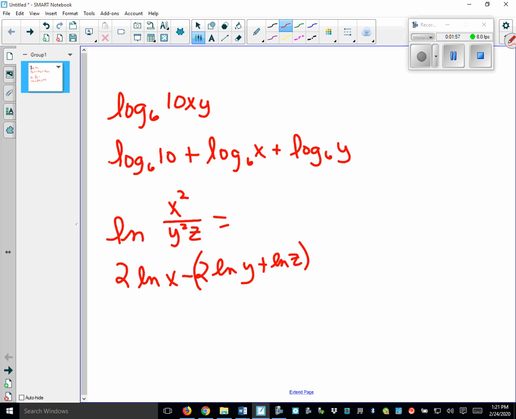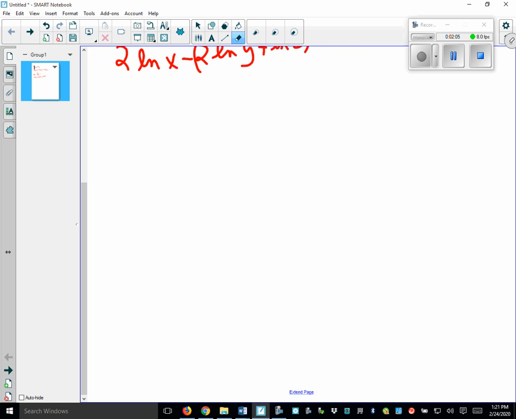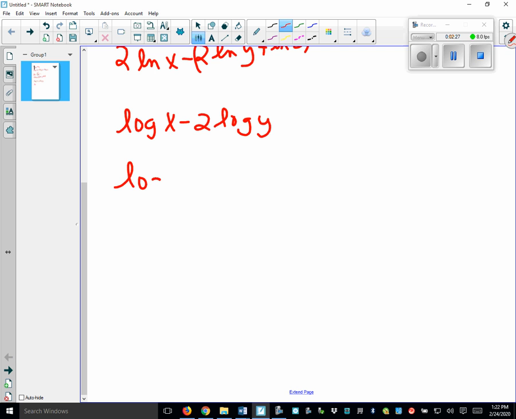The next thing on the test gives you a problem like this and says write as a single logarithm. Log x over what? y squared? Yes.